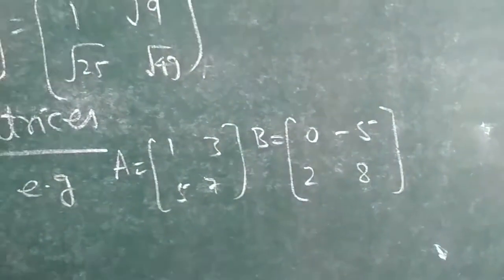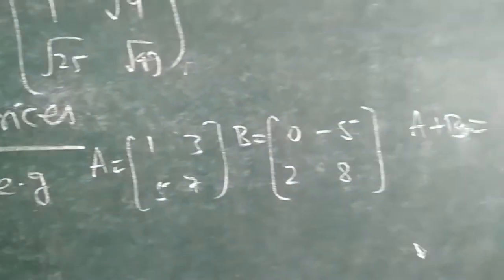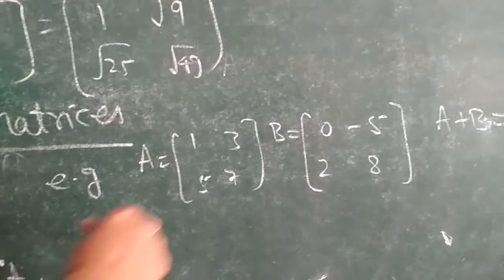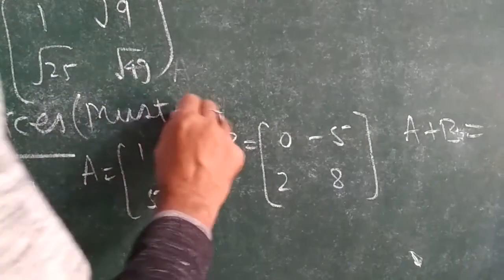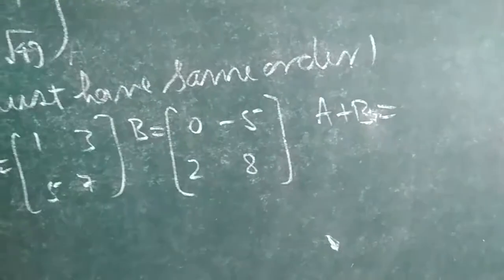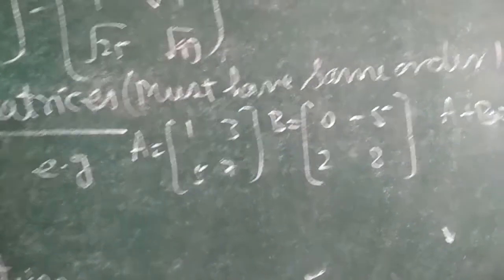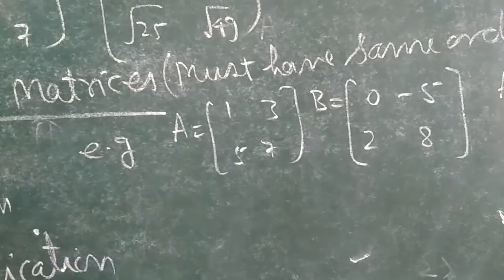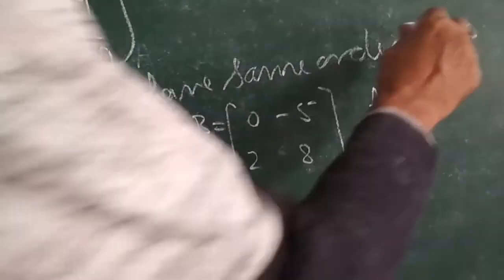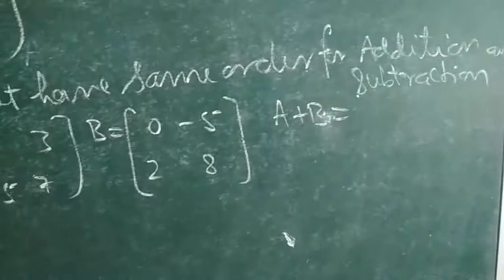Then what is the sum? For the sum, they should have the same order. For subtraction also, they must have the same order. Addition and subtraction are possible, students, only when their order is the same.